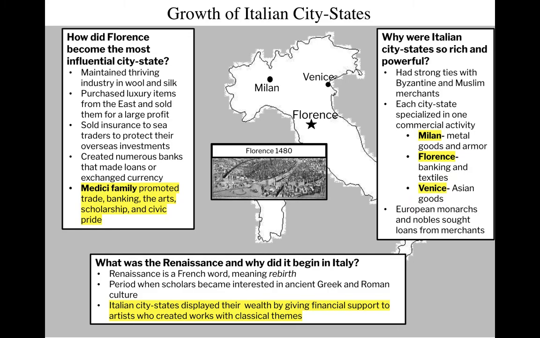So why were they so rich and powerful? They had strong ties with the Byzantine and Muslim merchants, and that was one of the effects of the Crusades. But each city-state specialized in one commercial activity. For example, Milan was really militaristic, so they sold a lot of metal goods and armor. Florence was more focused on banking and textiles, and Venice was really focused on selling Asian goods. European monarchs and nobles even sought loans from these merchants. It's kind of weird that kings were looking towards these common people and asking them for loans.